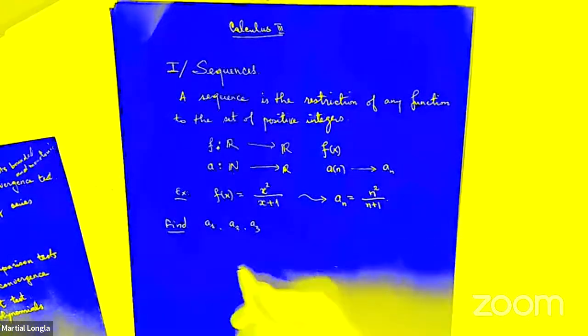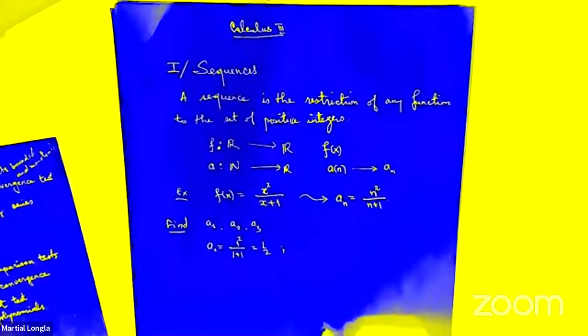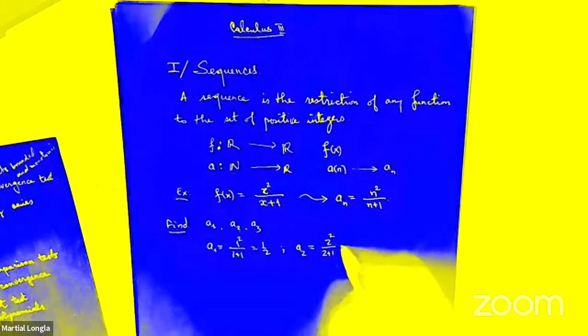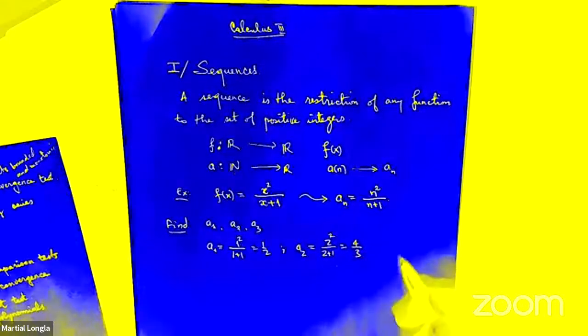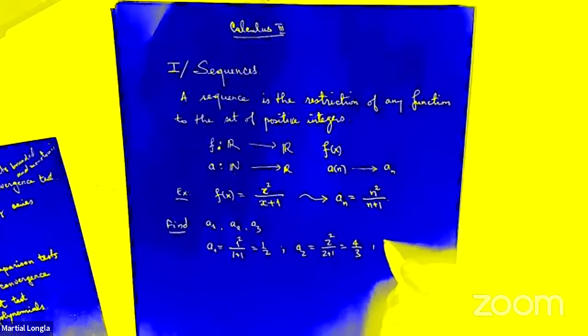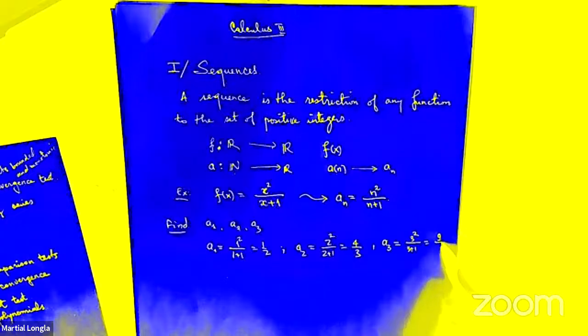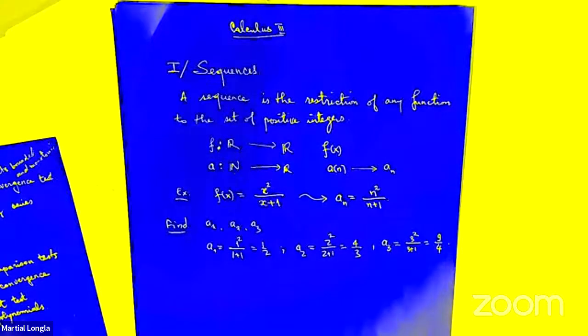That's it. All right. So here we'll have A1 as 1 squared over 1 plus 1, and that'll be 1/2. You have A2 as 2 squared over 2 plus 1, and that'll be 4/3. And you will have A3 as 3 squared over 3 plus 1, so that'll be 9/4, and so on. So that's the first kind of sequence that you can have.